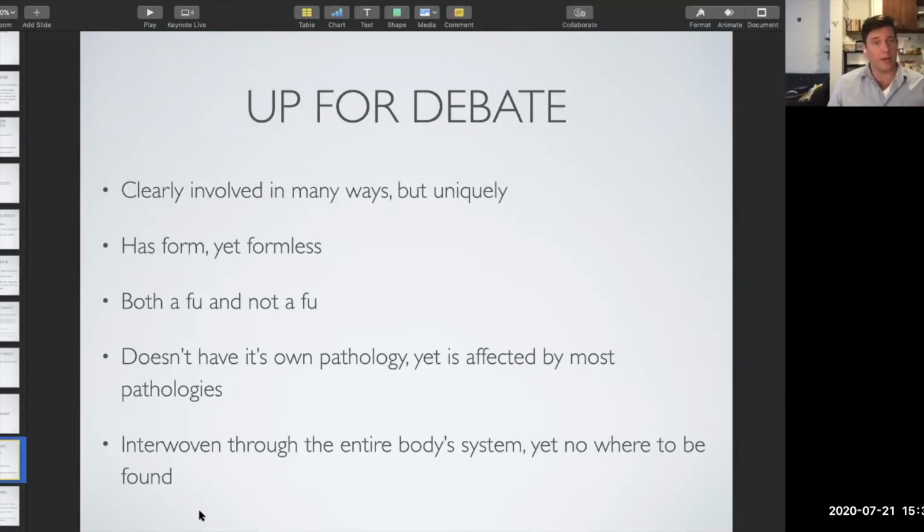It doesn't have its own pathology. There's no Sanjiao damp heat. There are zero patterns for the Sanjiao anywhere. But at the same time, basically every pathology affects the Sanjiao in one way or another. And it's interwoven through the entire body, yet we can't find it anywhere.